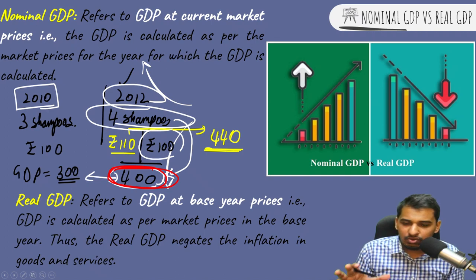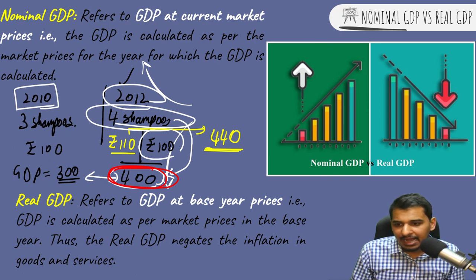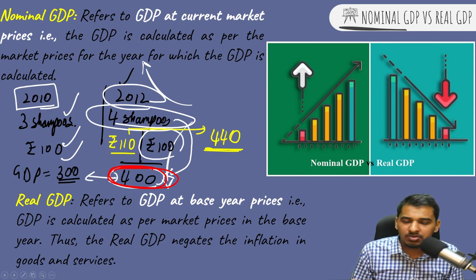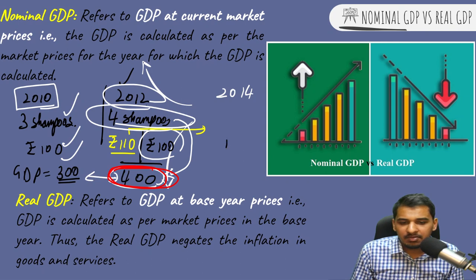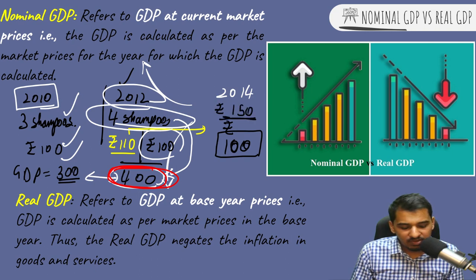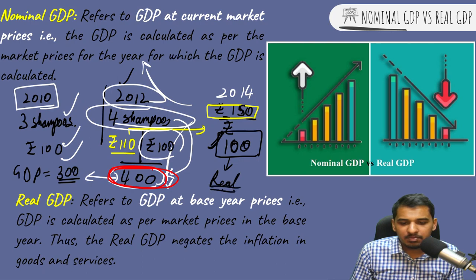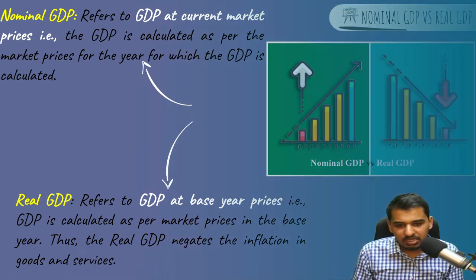You take a base year and you calculate GDP in any year with the help of base prices. Base prices are the prices prevalent in the base year. In 2010, whatever the price was, that will be taken as base price. So even if the shampoo is produced in 2014, for the calculation of real GDP, we will take the price of shampoo as rupees 100 only, even if the market price is say rupees 150. This is how it is calculated. I hope this is clear.